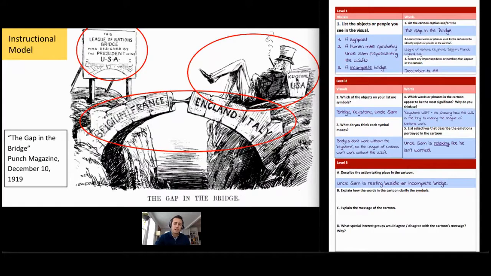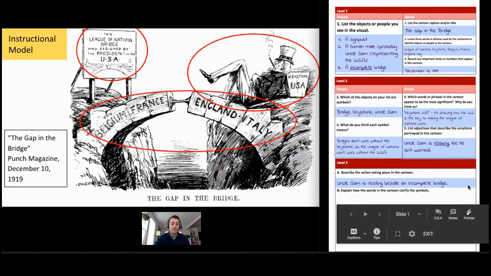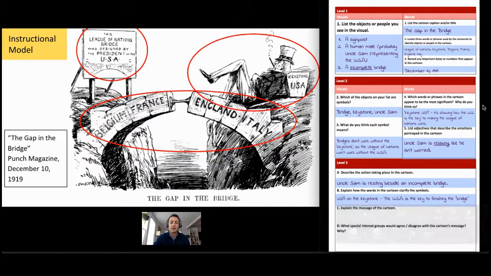Well, luckily under keystone it says USA, so I know that the part of the bridge that's not finished, or the part of the League of Nations that is incomplete, is that the USA hasn't joined it, or it hasn't been put into the bridge. And so that helps me clarify what's going on in the cartoon.